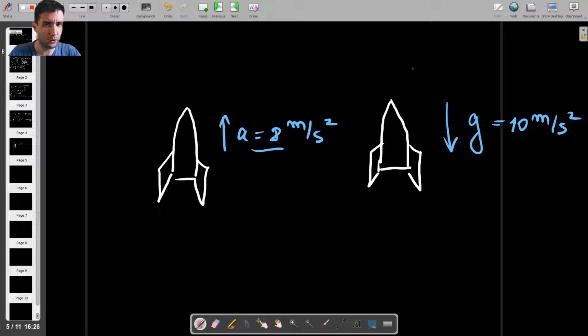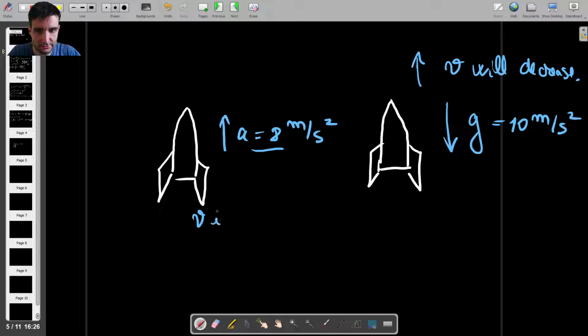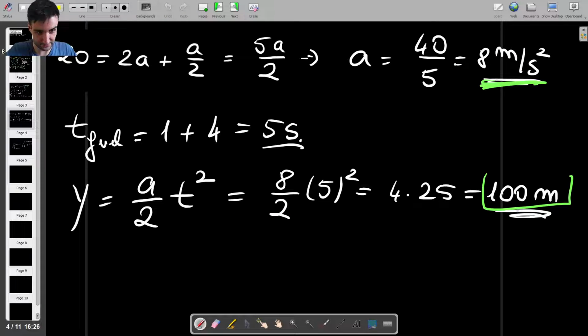So from this point onwards, the velocity will decrease, and until this point, the velocity increases, which actually means that the maximum value of the velocity occurs at the height when there's no more fuel, which is the height of 100 meters. So we just have to find what is the velocity when the fuel depletes.